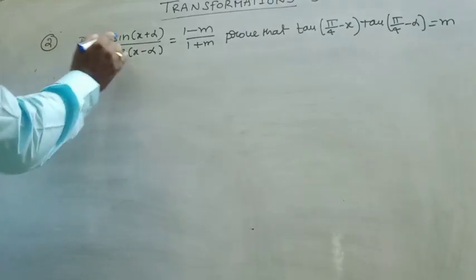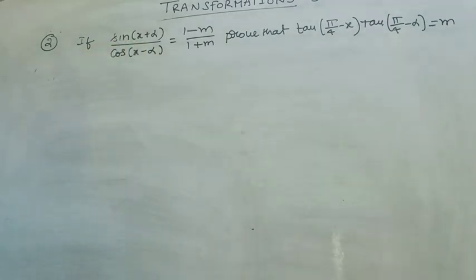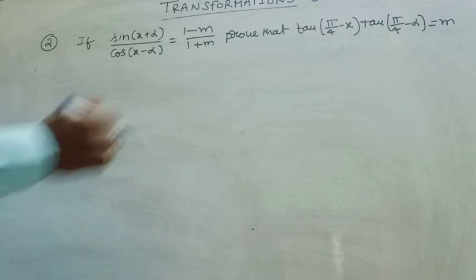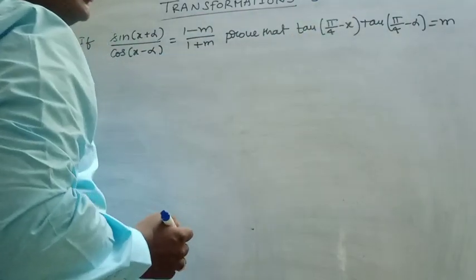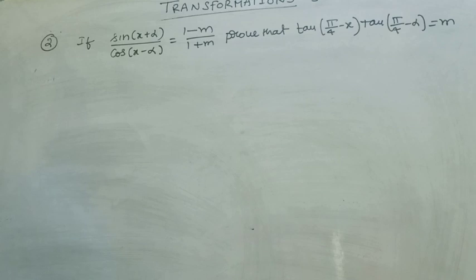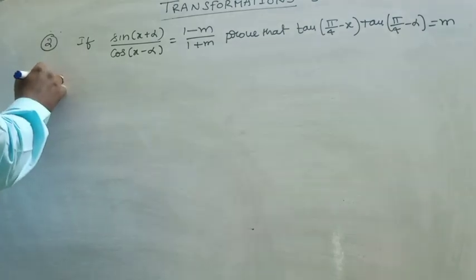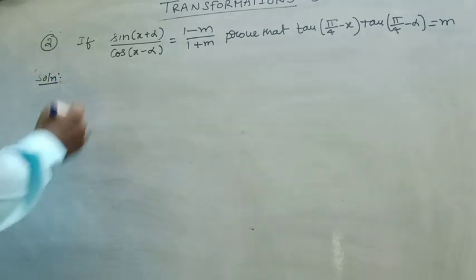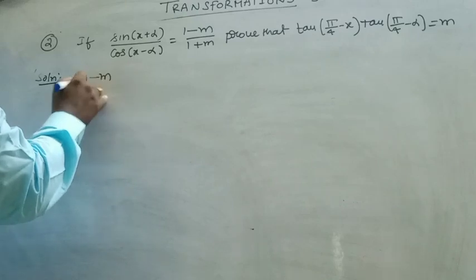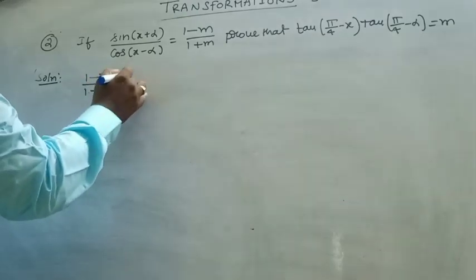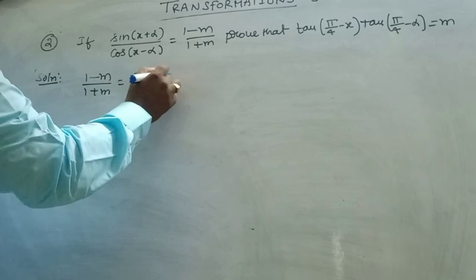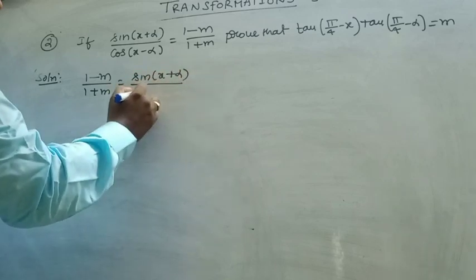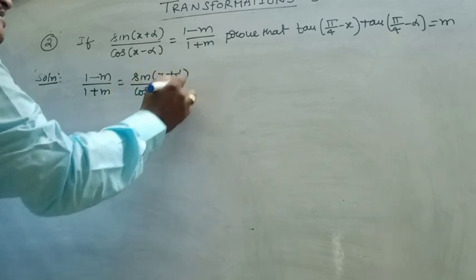This is the second one. If sine of (x plus alpha) by cos of (x minus alpha) is equal to (1 minus m) by (1 plus m), prove that tan(pi by 4 minus x) into tan(pi by 4 minus alpha) is equal to m, like this. Right? Fine. Now you see here, we have (1 minus m) by (1 plus m) is equal to sine of (x plus alpha) by cos of (x minus alpha), like this. Right, my dear students?